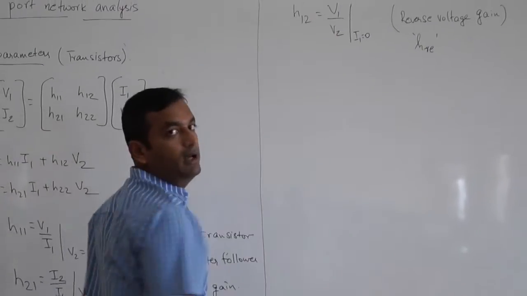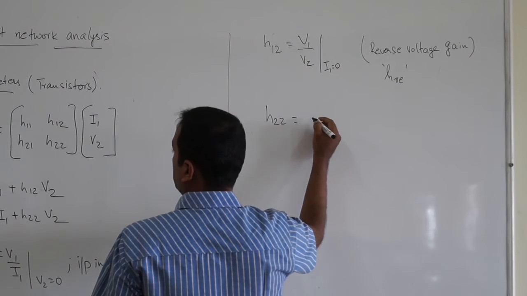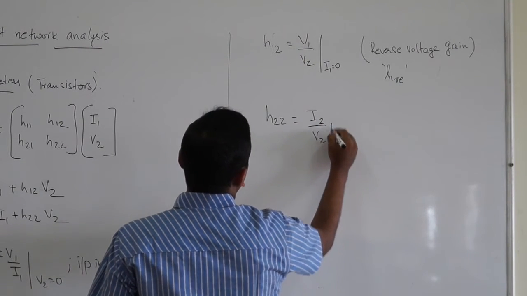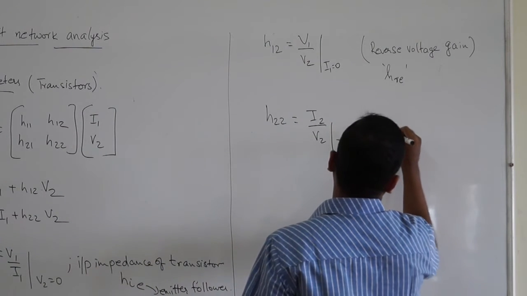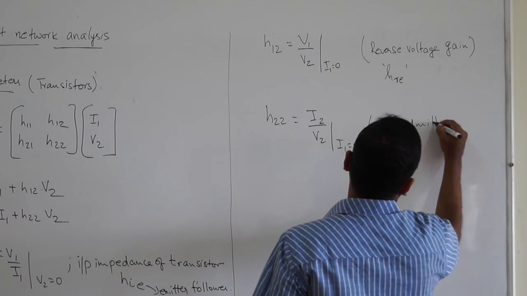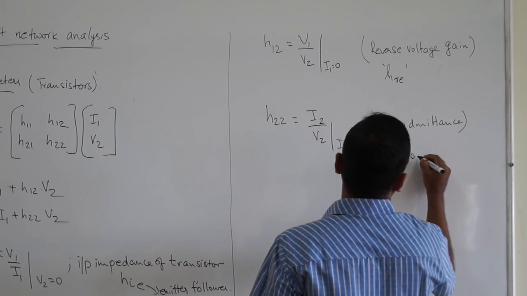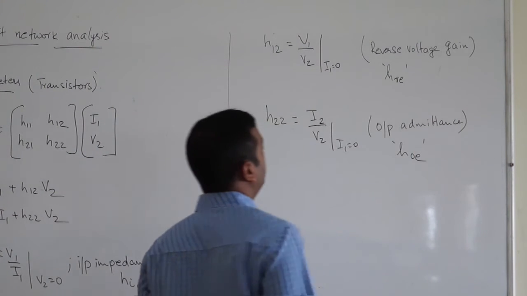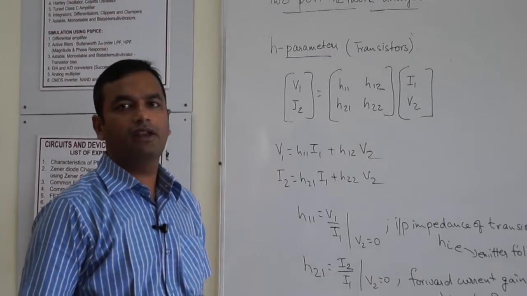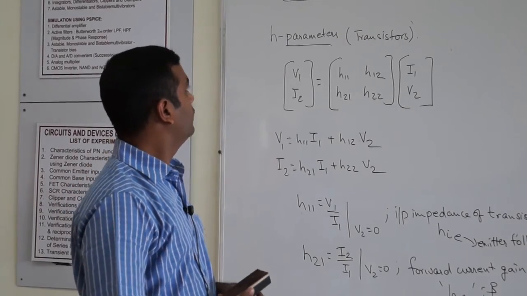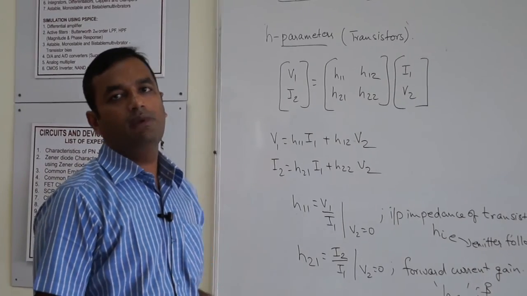And the last one will be H22, which will be nothing but I2 by V2 when I1 goes to 0. This is nothing but your output admittance, HOE. Output admittance is a very popular parameter used to characterize a transistor. So these are your H parameters. In our next class, we will be talking in detail about ABCD parameters.